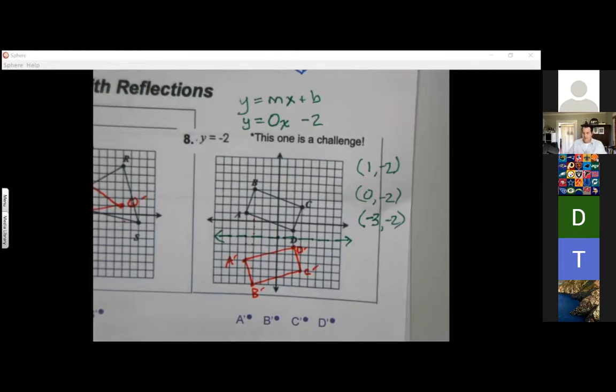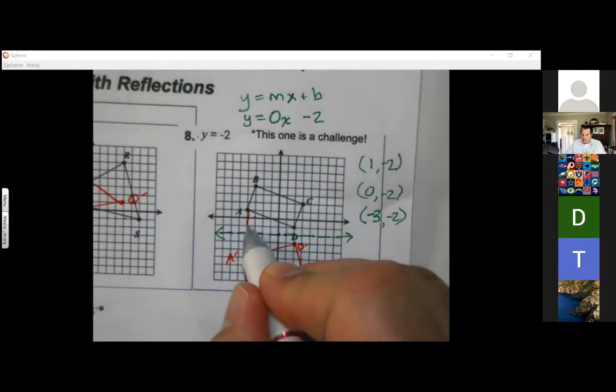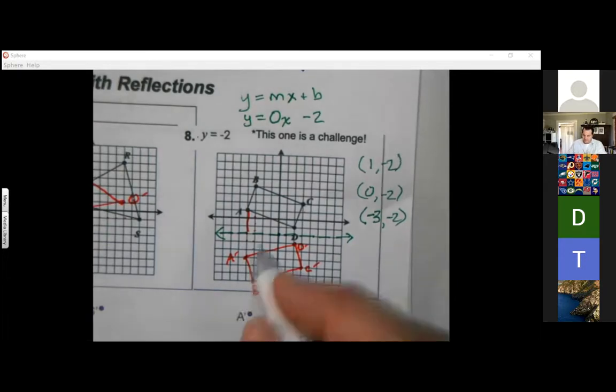What I'm doing is I'm asking myself how far away A is from this line of reflection, right? And so I'm just looking at this little length here, and I'm counting how many boxes it is. It's 3 units away. So then I want to do the same on the other side of the mirror.